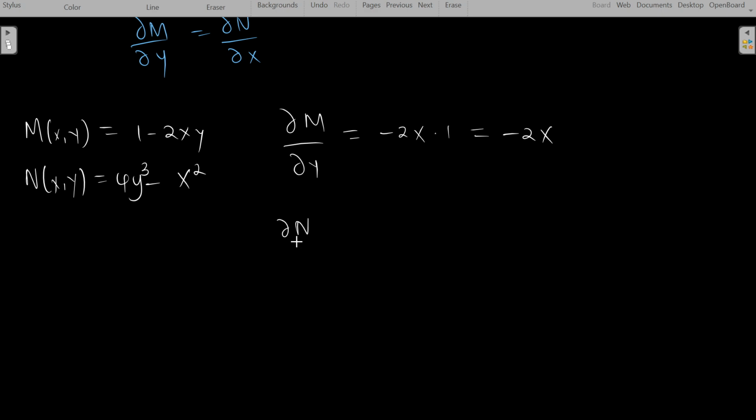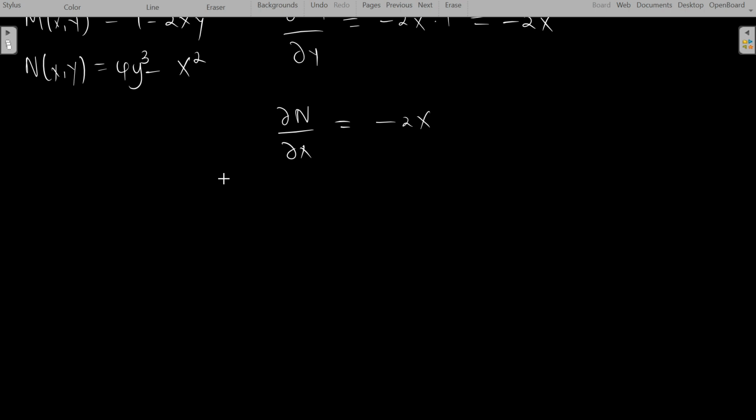Now if I take the derivative of N with respect to x, all the y's in that equation should be constant. If I differentiate this constant, I should get 0. For the x squared term, I take the 2 in front and then minus 1 to the power. So this is just negative 2x. Now, as you can see, we already checked for exactness. Delta M with respect to y is the same as delta N with respect to x, because negative 2x equals negative 2x. So this statement is true.